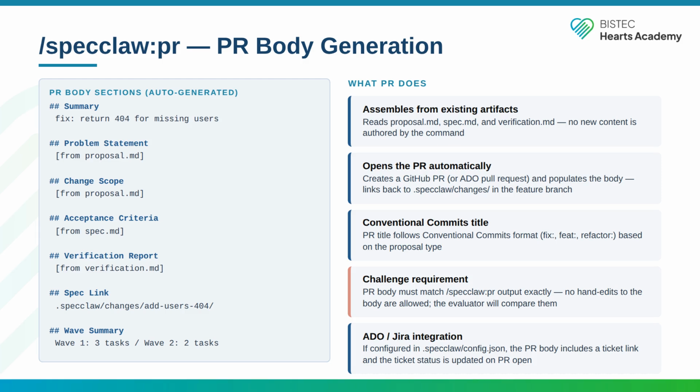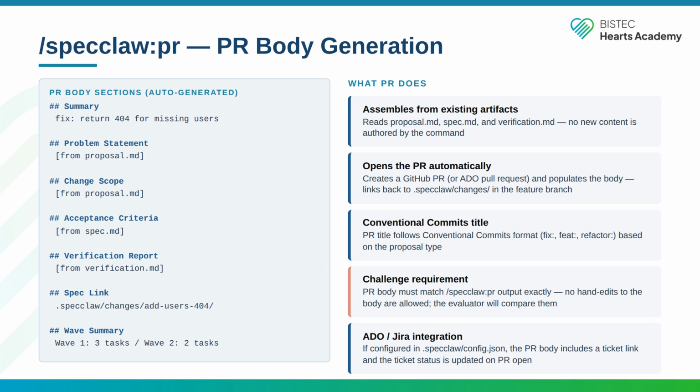/SpecClaw does not author any new content. It assembles the PR body from the files that already exist: proposal.md, spec.md, and verify-report.md. The resulting PR body contains a summary, the problem statement from the proposal, the change scope, the acceptance criteria from the spec, the verification report, a link to the .speclaw/changes bundle, and a wave summary showing how many tasks ran in each wave. The PR is then created on GitHub or Azure DevOps with the assembled body.